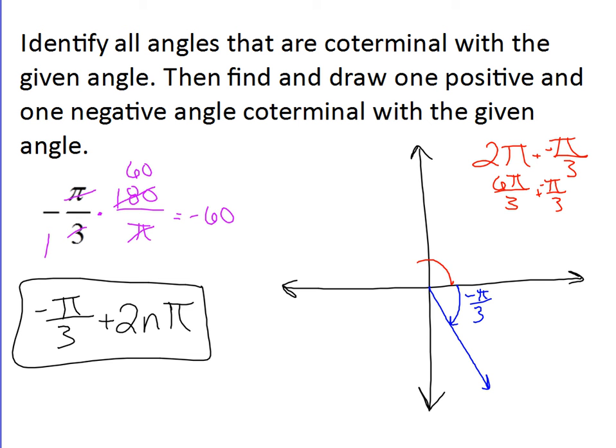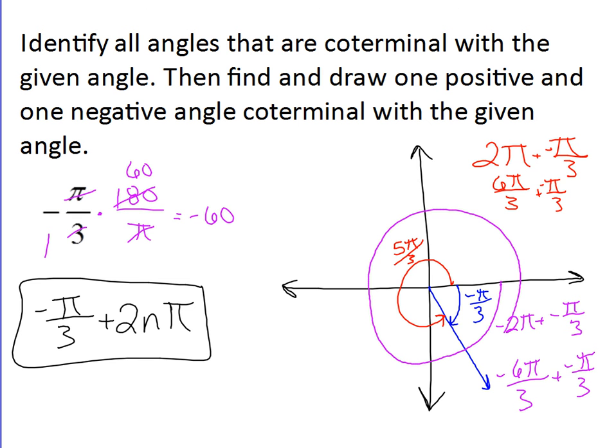So if we start here and go in the positive direction and stop here, this is a positive 5 pi over 3. If we need to do a negative version of this, I can say negative 2 pi plus negative pi over 3, or negative 6 pi over 3 plus negative pi over 3. Negative 6 pi plus a negative pi is just negative 7. So we start here, we go around until we come back and hit that again, and that is negative 7 pi over 3. But it is negative, so that's why we are going clockwise.